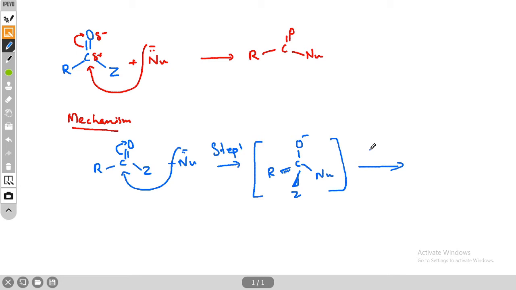Then step 2. Step 2 is this intermediate. In this intermediate, Z leaves as Z minus, and the negative charge of this O minus comes here and forms the new double bond. So we have R, C double bond O, Nu, plus Z minus.